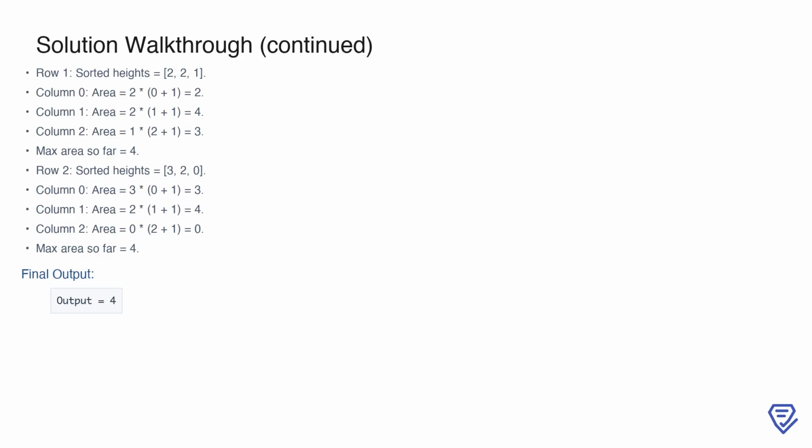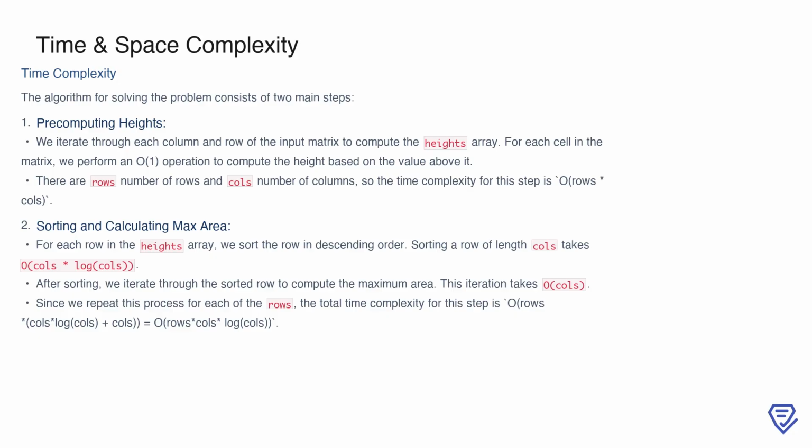Moving to row 2, the sorted heights are 3, 2, 0. Calculating the area, column 0 has an area of 3, column 1 has 4, and column 2 has 0, with the maximum area for this row also being 4. After evaluating all rows, the largest area found across the entire matrix is 4, which becomes our final output for this example. To analyze the time complexity of our algorithm, we can break it into 2 main steps.